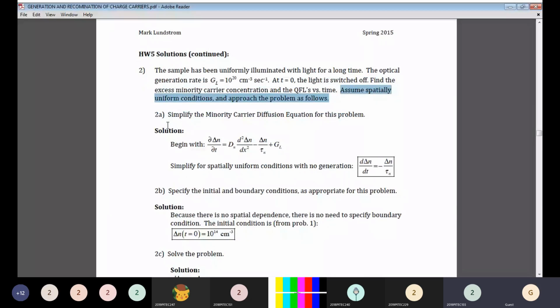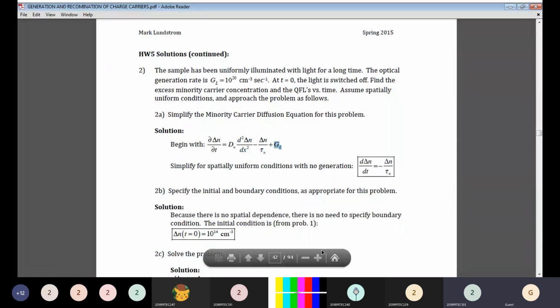First, simplify the minority carrier diffusion equation for this problem. We know that the partial of delta n with respect to t equals D_n times the second partial of delta n with respect to x, minus delta n by tau_n, plus G_L. For spatially uniform conditions with no generation, the partial of delta n with respect to t equals minus delta n by tau_n, whereas the D_n second derivative term plus G_L is 0.